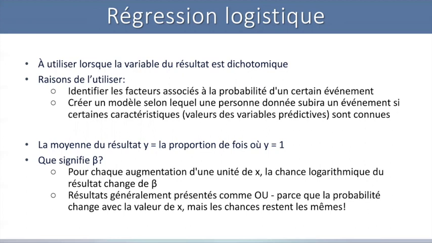The mean of the outcome y is the proportion of the time that y equals 1. What does beta mean? For each 1 unit increase in x, the log odds of the outcome changes by beta. That's a bit confusing to think about. So outcomes are usually presented as odds ratios, because the probability might change with the value of x, but the odds stay the same. And remember, we talked about odds ratios in that first week if you want to review what an odds ratio is.